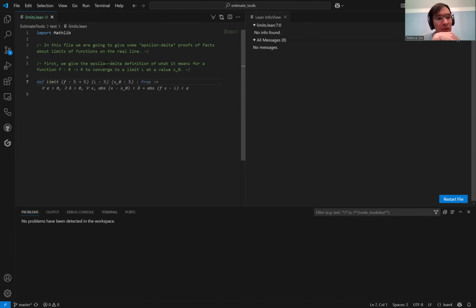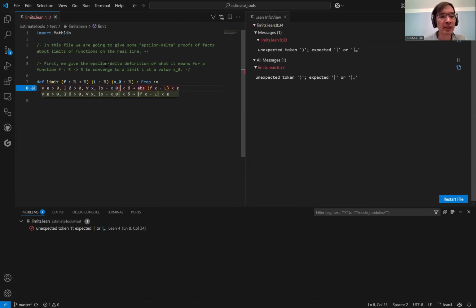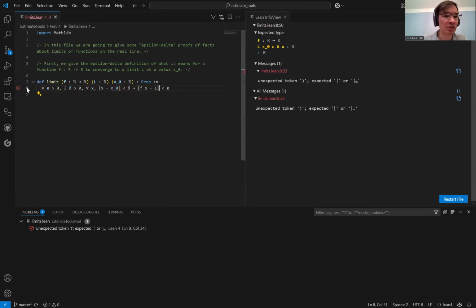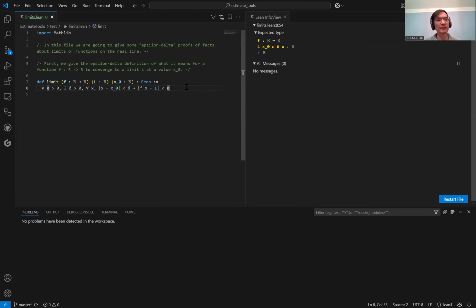And GitHub Copilot has given me, I think, the limit definition. Okay, so this definition defines a predicate limit f L x naught, where for all epsilon there is a delta, such that for all x, the absolute value of x minus x naught is less than delta. Yeah, that is actually the correct definition. I prefer to use the absolute value signs. Okay, so I'll just change that. Okay, so this is my definition.